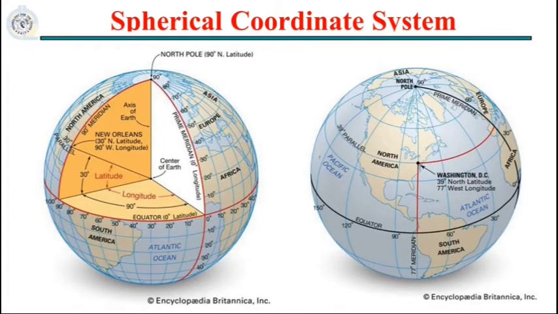So here I have an example. On the globe, if I want Washington DC, then Washington DC is at 77 degrees west longitude, and the latitude is 39 degrees north. The intersection of both the latitude and the longitude will give me the exact position of Washington DC.